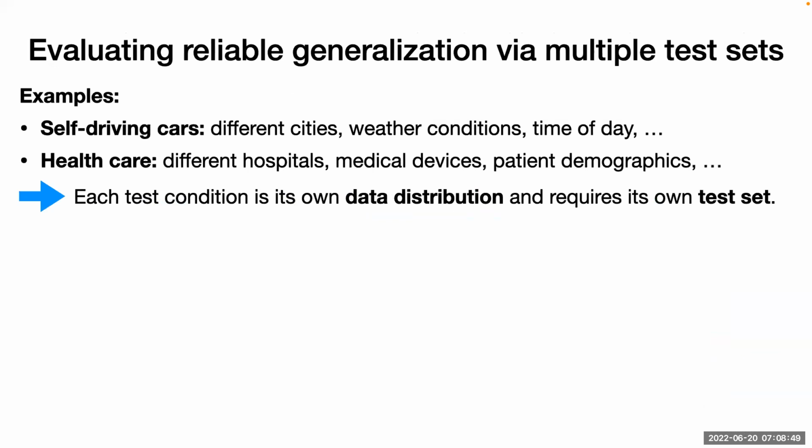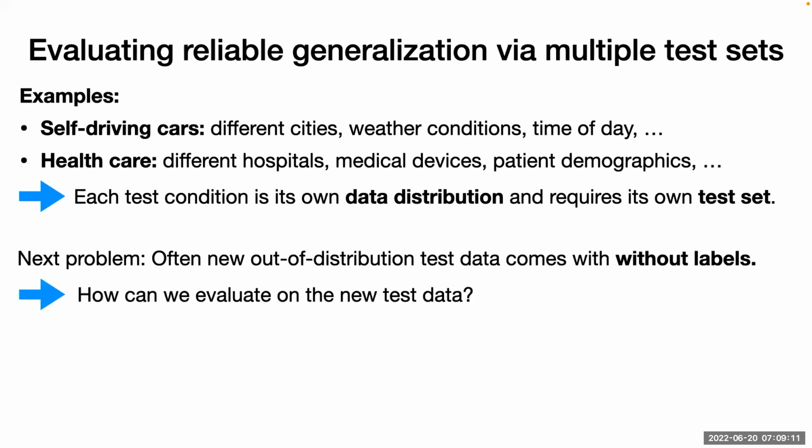And it's not just self-driving cars. The same happens in healthcare applications, for instance, where you want to generalize across different hospitals, across different medical devices, and so on. And each of these different test conditions requires its own test set. Good. So basically one lesson so far is we'll probably need a lot of different test sets if we want to evaluate our model in a reliable way.